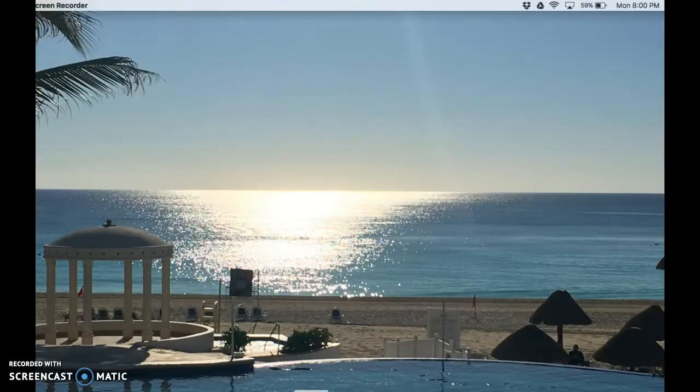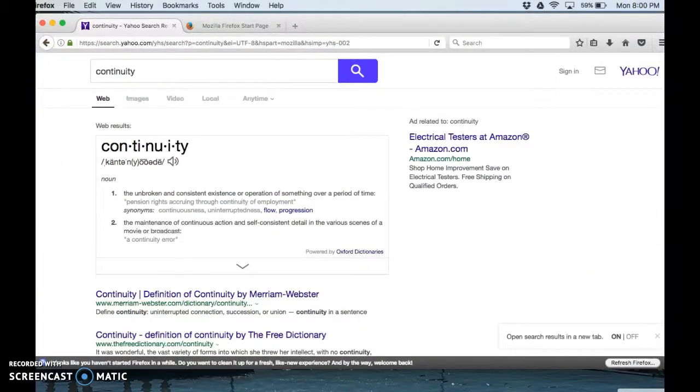So the first thing I want you to do is to think about what it means to you when I say the word continuity or continuous. What does that mean? Let's see if this works. Okay, there's my screen. Here it is, continuity: the unbroken and consistent existence or operation of something over a period of time. That's really what we're talking about when we're dealing with continuity.